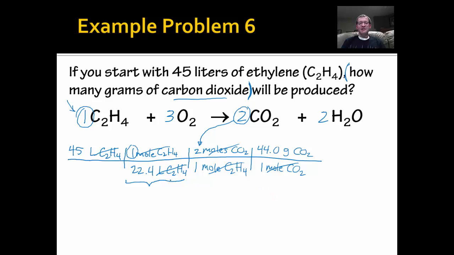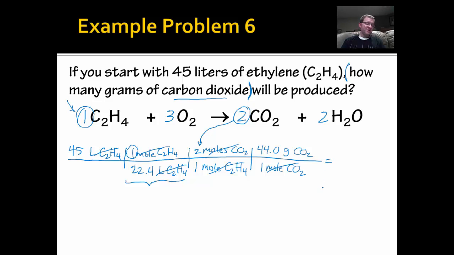I've got 3 steps. I converted liters to moles in the first step. Second, I connected moles of carbon dioxide on the top to moles of C2H4 on the bottom by saying that in this reaction, for every 1 mole of C2H4 I put in, I get 2 moles of CO2 out. And finally, I converted the moles of carbon dioxide into grams of carbon dioxide by saying that there are 44 grams of CO2 in 1 mole of CO2. And that was found by adding it up off the periodic table.